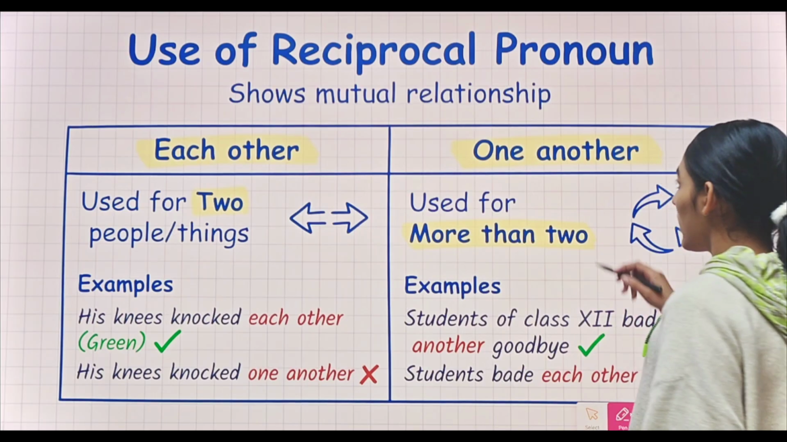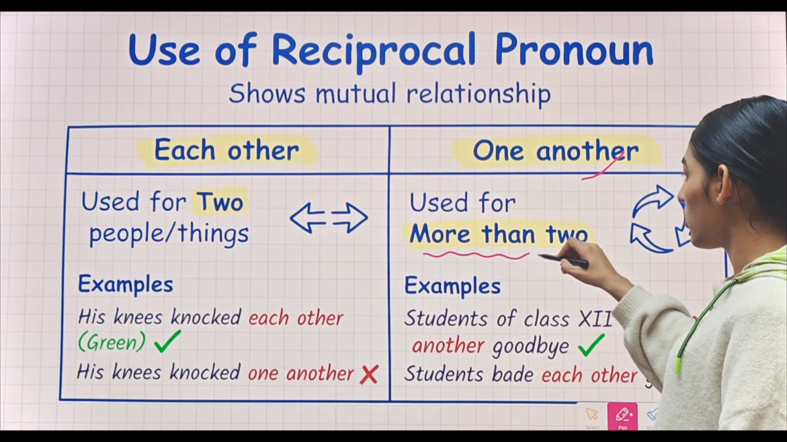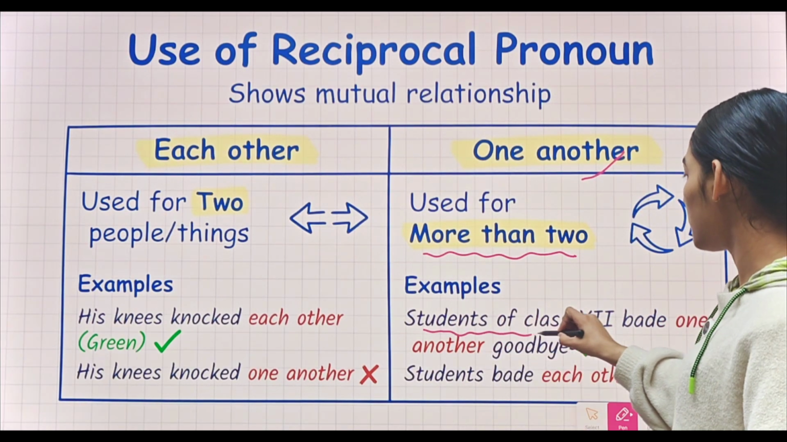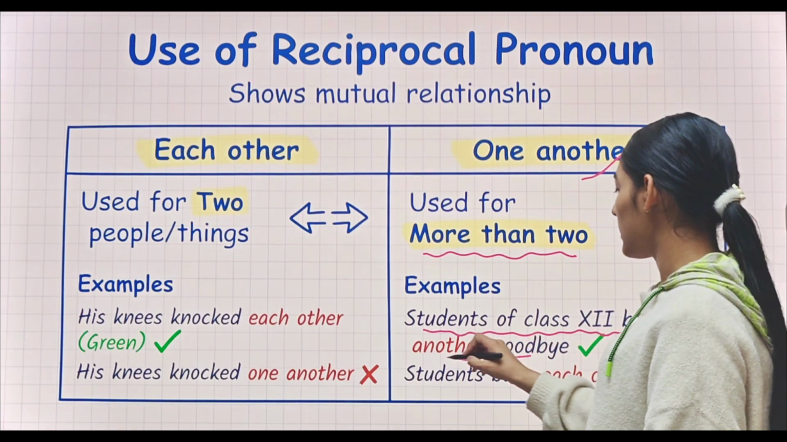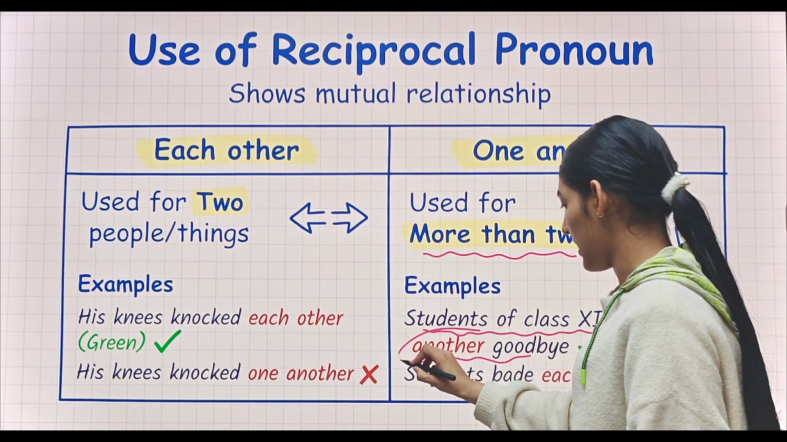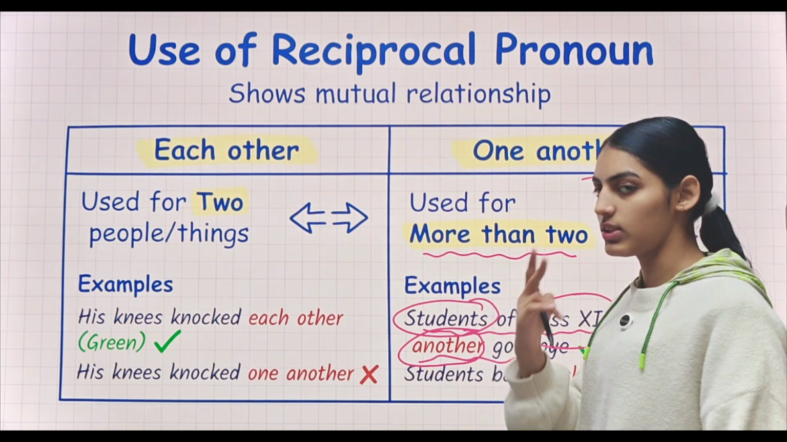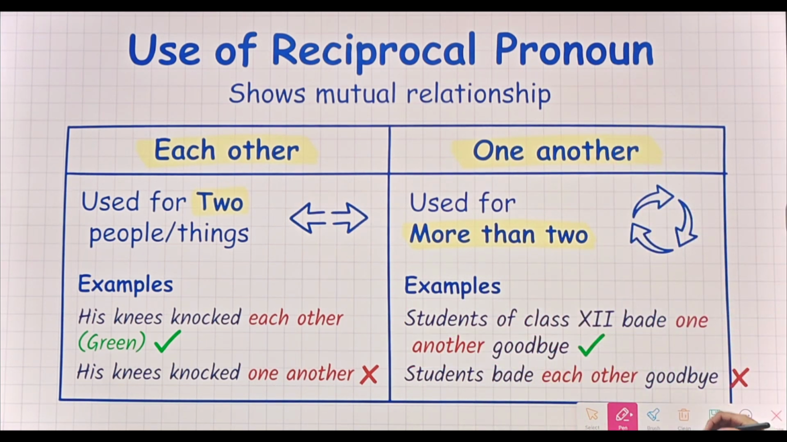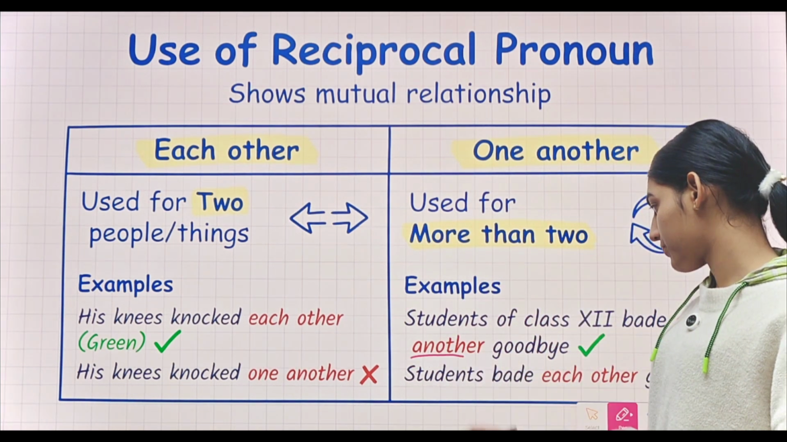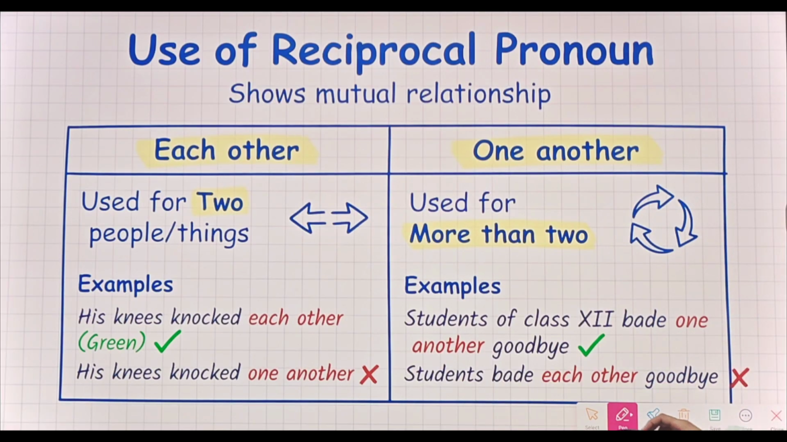Now let's see one another. One another is used for more than two. So, students of class 12 bade one another goodbye. So here one another is correct, because the students of class 12, there are lots of students, not two students. So we will say one another instead of each other.